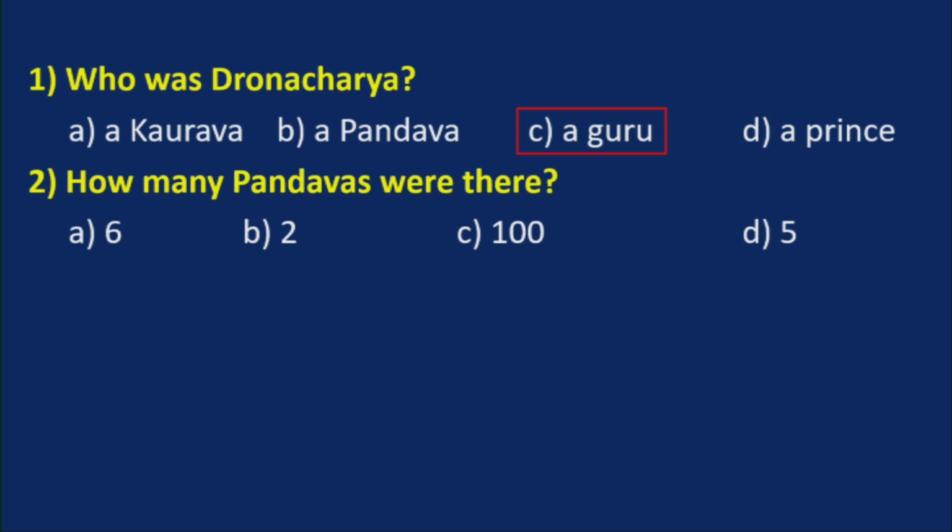Now the second question has come. How many Pandavas were there? Very simple question. Can you answer this? How many Pandavas were there? Were they 6, 2, 100, 5? If your answer is 5, option D, then again you are correct. So Pandavas were 5 in number.